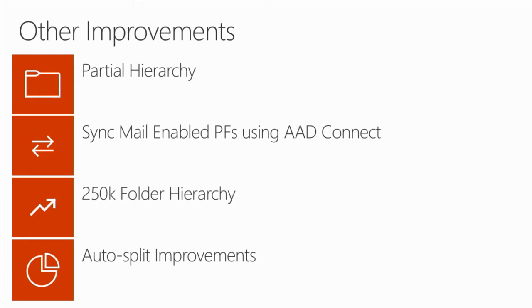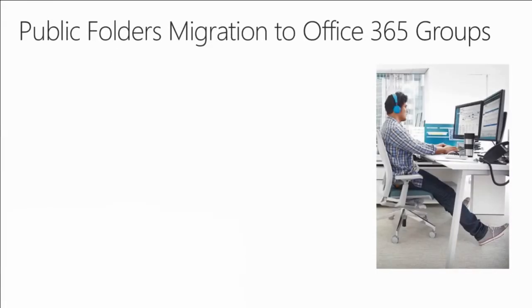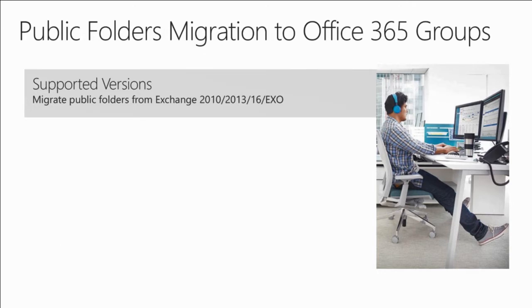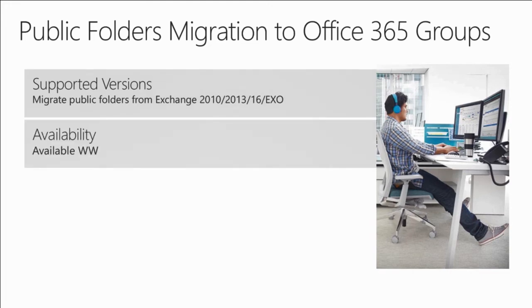Moving on to the next feature, which is public folder to Office 365 groups. Now you can select certain public folders and migrate them to groups. We support migration from Exchange 2010, Exchange 2013, 2016 and Exchange Online to Exchange Online groups. This is available worldwide. We released this just a couple of days back, so anyone can use this tool.